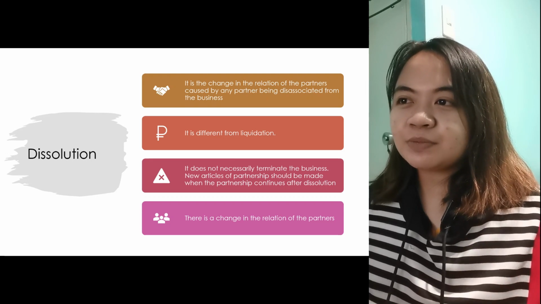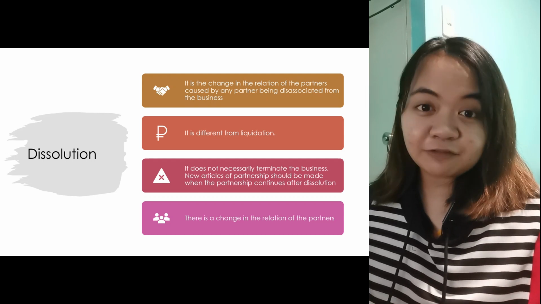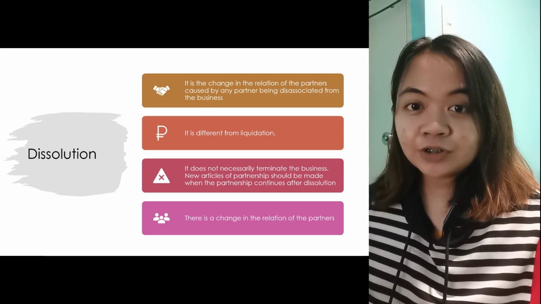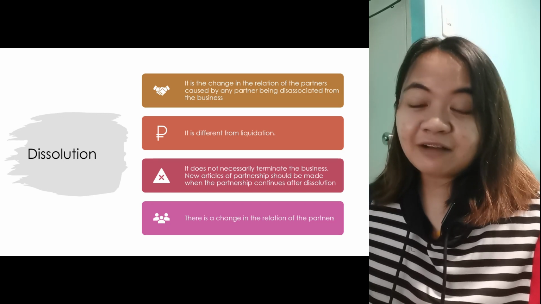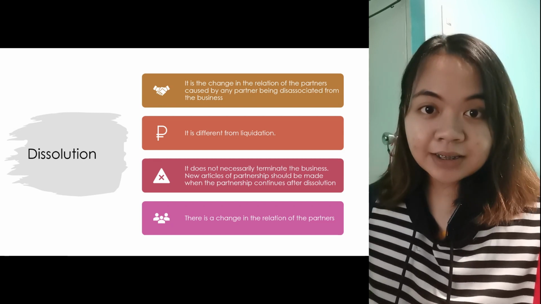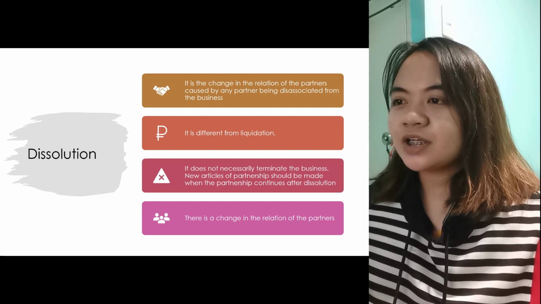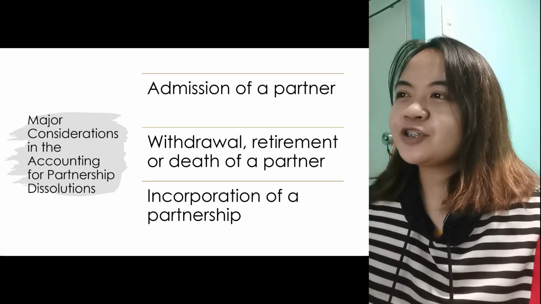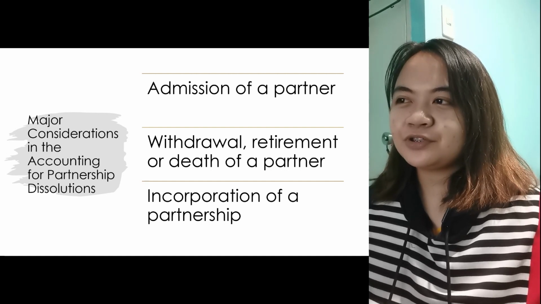New articles of partnership should be made when the partnership continues after dissolution. This is if you are registered with SEC. So you have to resubmit your amended articles of partnership if I'm not mistaken. Okay, so yon. There is a change in the relation of the partner. Next, major considerations in accounting for partnership dissolution.